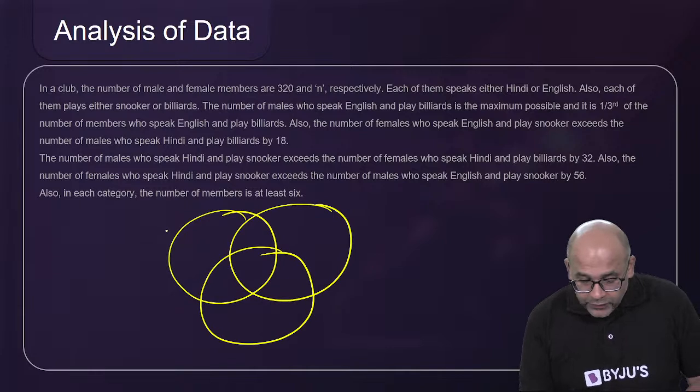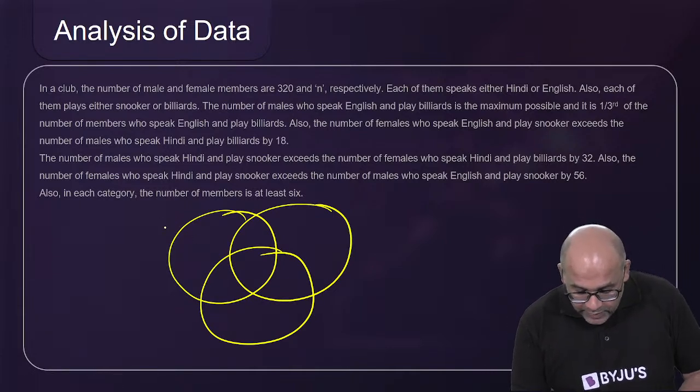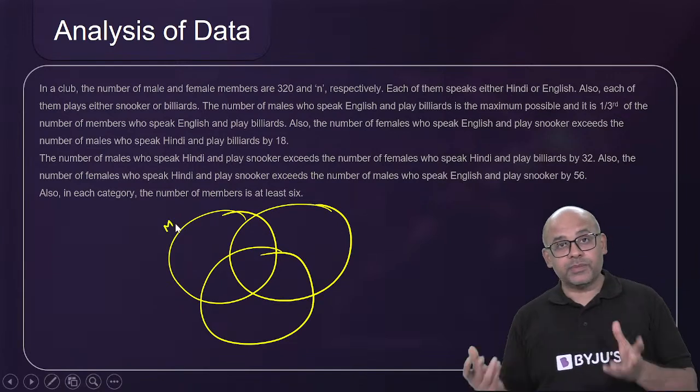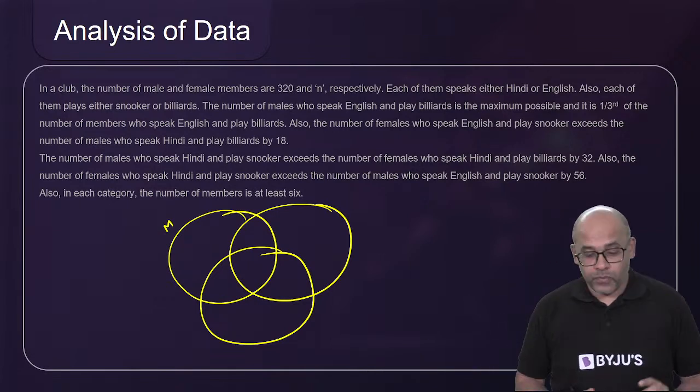Okay, so the first circle is basically male or female. So I will say male. The circle represents male. So anything outside the circle is female.